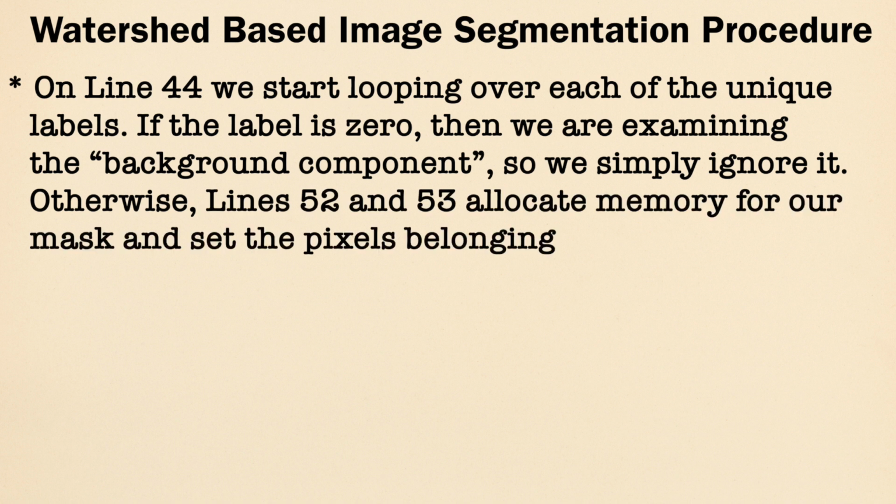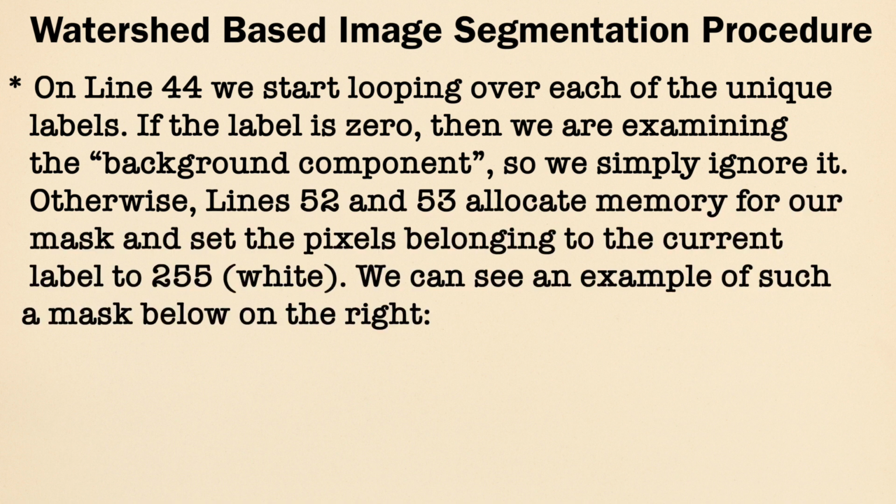On line number 44, we start looping over each of the unique labels. If the label is 0, then we are examining the background component, so we simply ignore it. Otherwise, lines 52 and 53 allocate memory for our mask and set the pixels belonging to the current label to 255, that is white. We can see an example of such a mask below on the right.